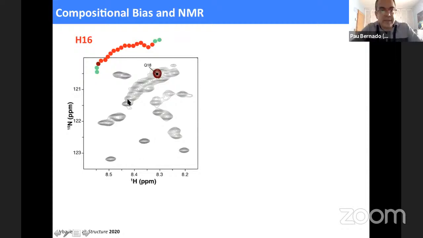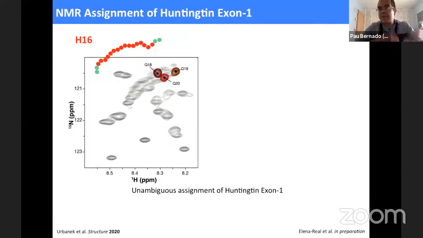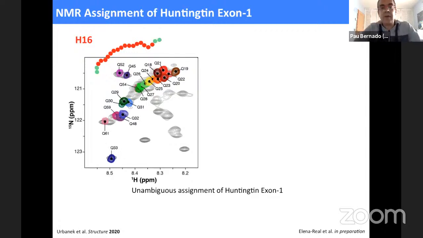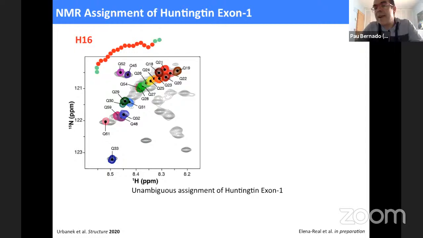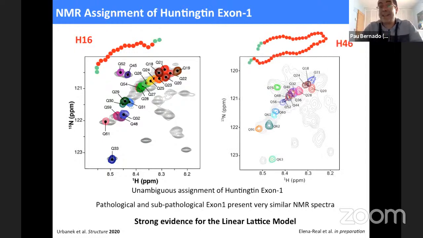Here you can see the spectrum of the non-pathological version in gray, and in blue the first glutamine that we have incorporated in this way. We see only a single peak. In fact, we have done that for all the glutamines of this construct, which is 22, and we have assigned them unambiguously. Of course, as I said before, this is independent of the length, and we have done the same with a protein that is almost impossible to work with, the pathological version with 46 consecutive glutamines, and we have assigned a few of them. Essentially, you see that the spectrum looks the same, which is already strong evidence of a linear lattice model, meaning that nothing changes when you increase the number of glutamines in your protein.